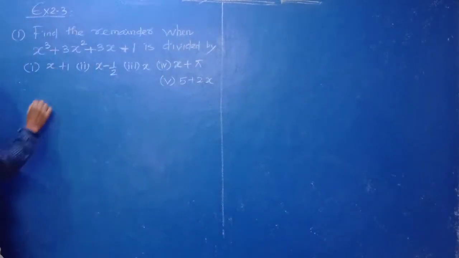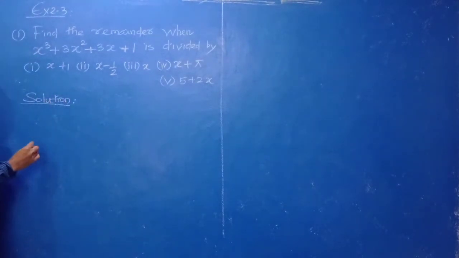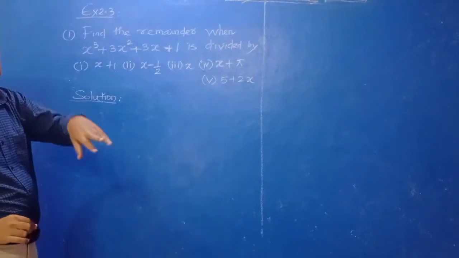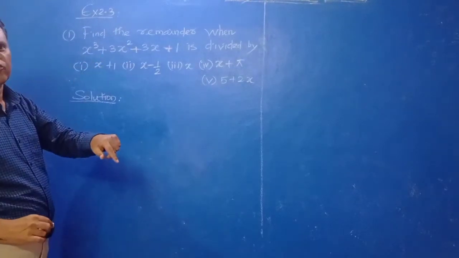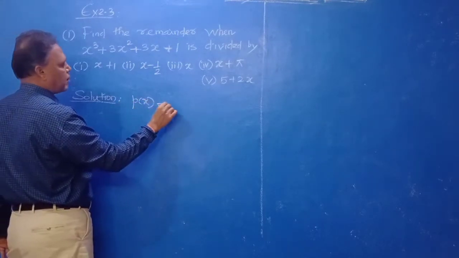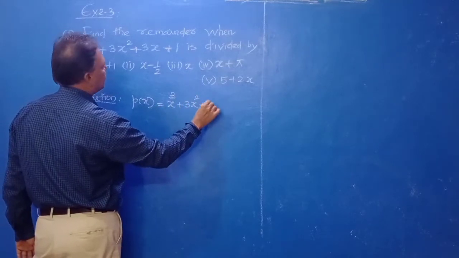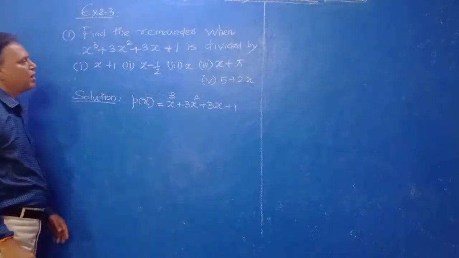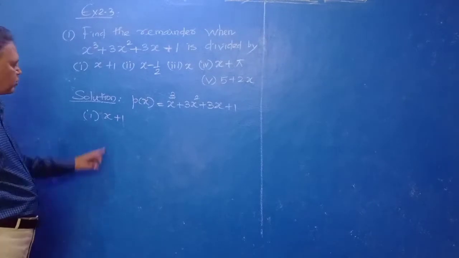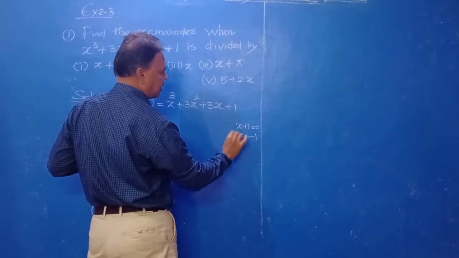The first one we will do. Let P of x, you have to name this polynomial as P of x, since it is a polynomial in x. P of x equals x cube plus 3x squared plus 3x plus 1. Now what is given in the first problem? x plus 1 is given, right? x plus 1 is given, so in the rough column you put x plus 1 equal to 0, and you find x is equal to minus 1.